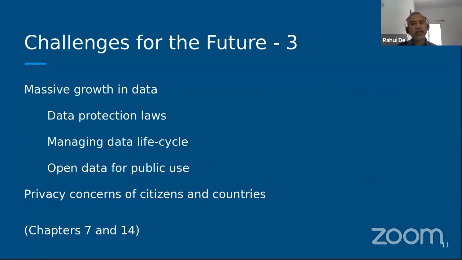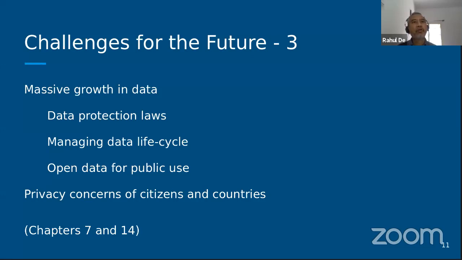Some more comments. I think there will be massive growth in data. This is not specific to the pandemic. There has been growth in data happening at a very severe pace. Post-pandemic, as the dependence on information systems and technologies grows, data protection laws will become very, very important. In fact, data management regulation will become important.